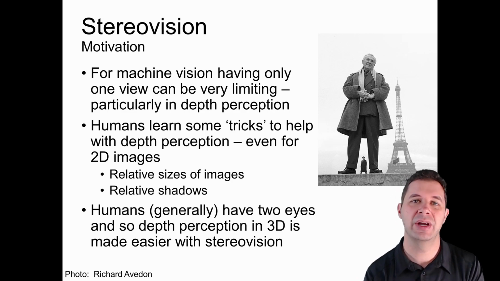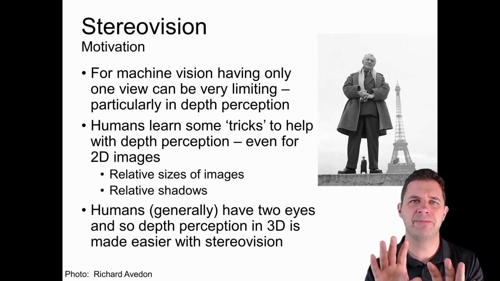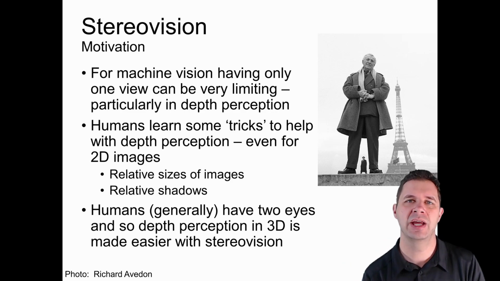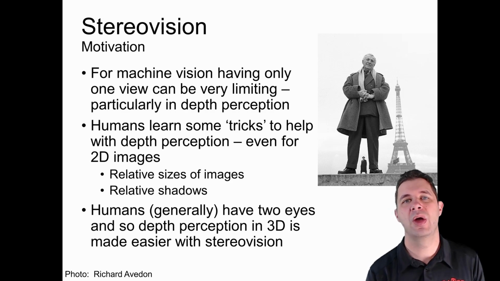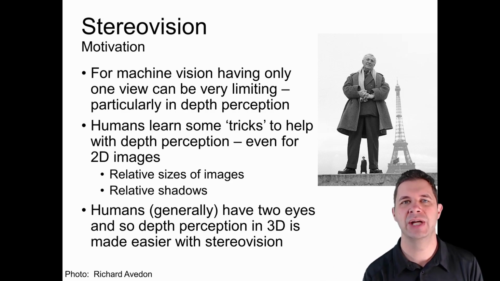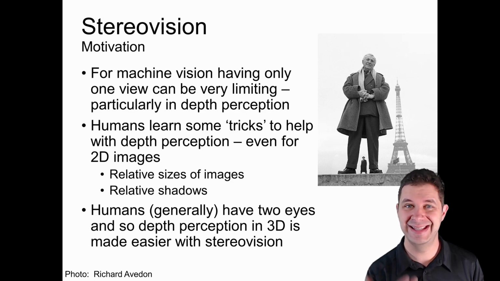And so that's one of the tricks, along with things like the relative size of shadows of different objects. We use, without even thinking about it most of the time, to work out how far away a particular object is from us, inferring the depth of that object.